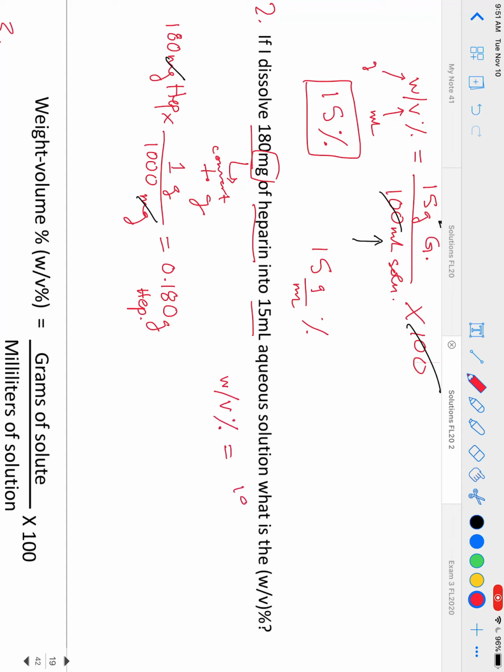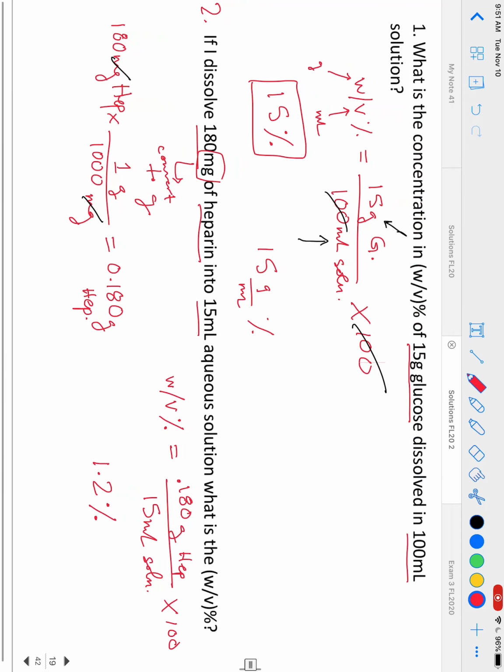So now our weight volume percent is equal to 0.180 grams of heparin on top divided by 15 milliliters of solution on bottom times 100. So when you do this, it works out to 0.18 divided by 15 times 100. I got a 1.2% solution of heparin. Okay.